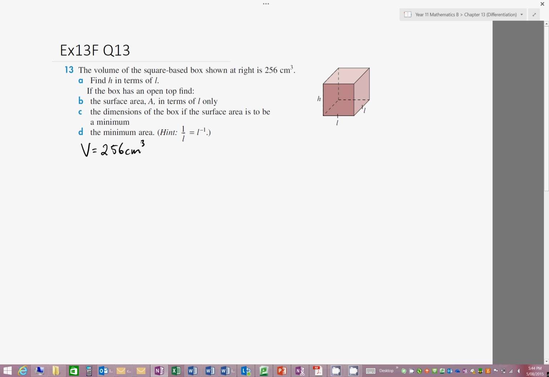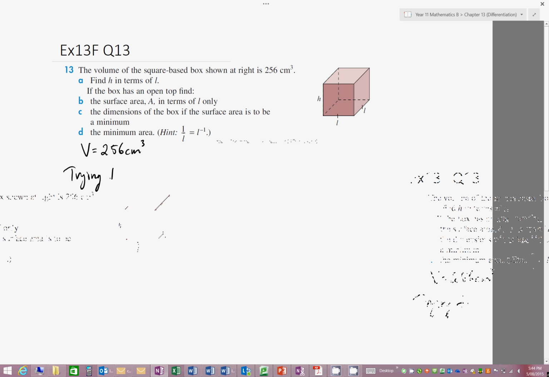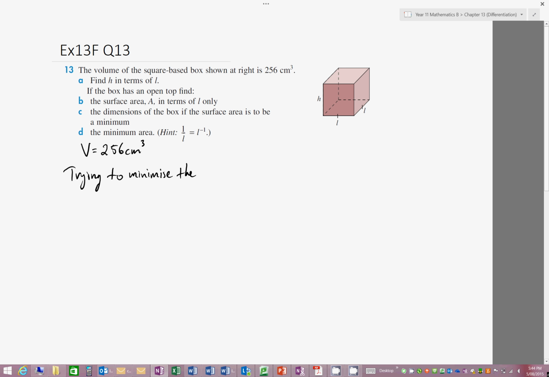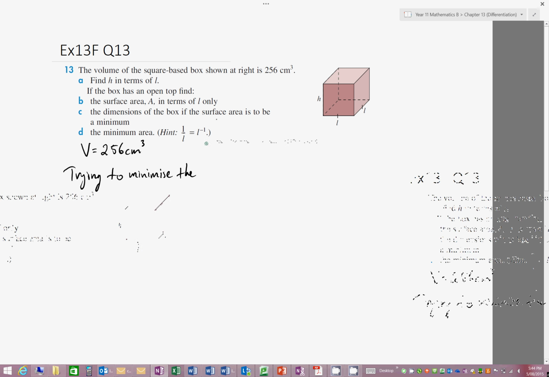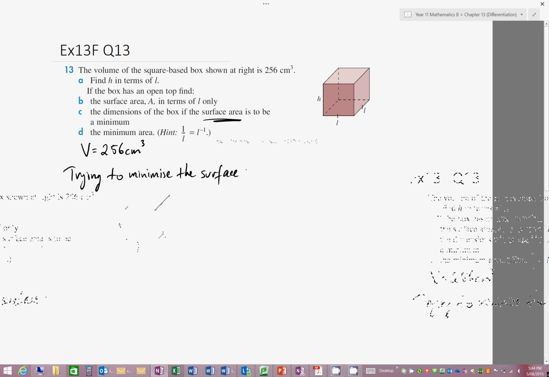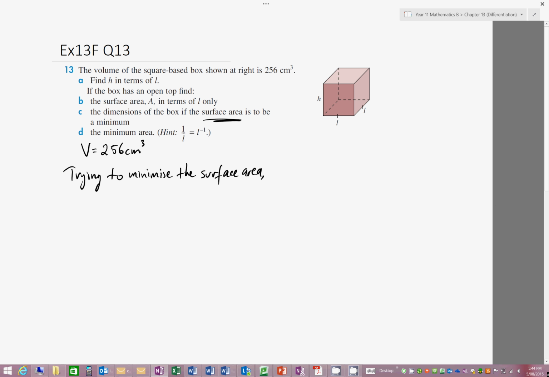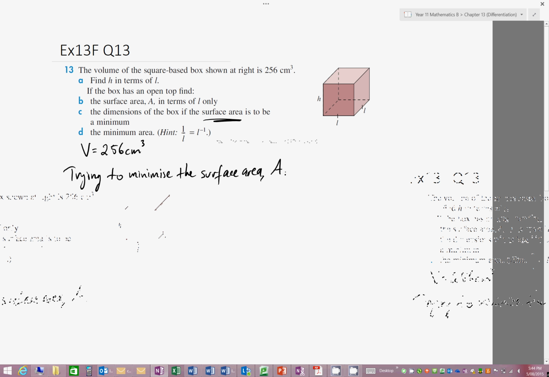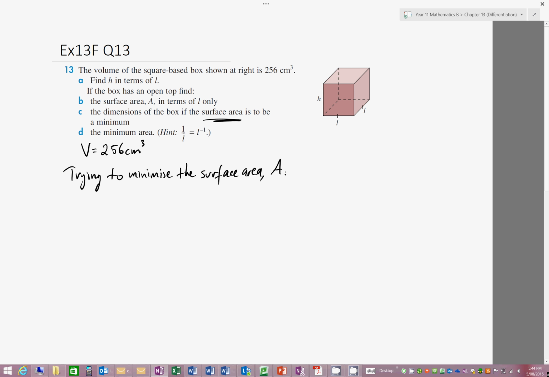What else do I know? I know it's a square base. That's about all I know. I'm trying to minimize the surface area. Okay, so I'll call the surface area capital A. So my goal is to get a formula for capital A.